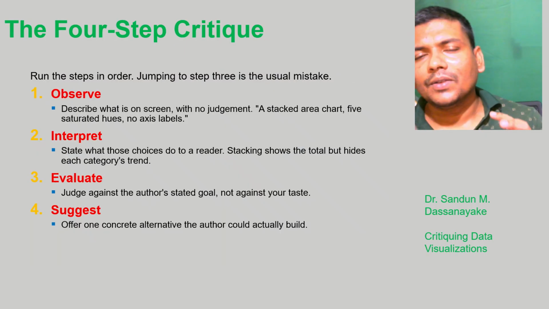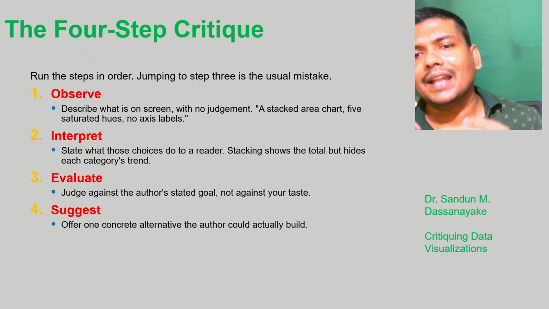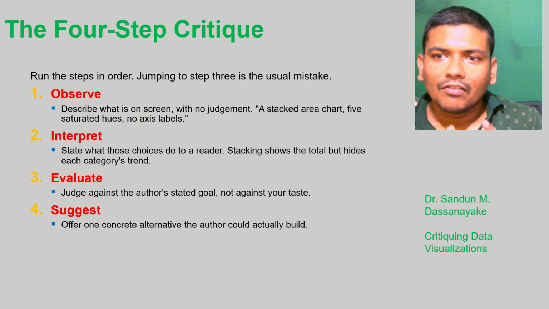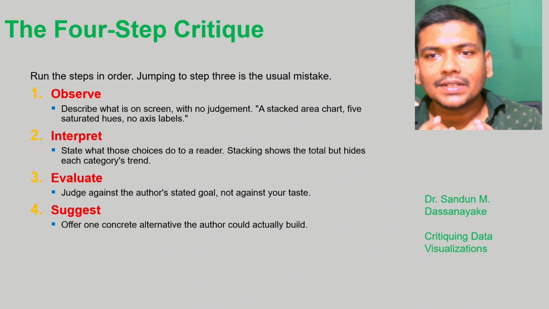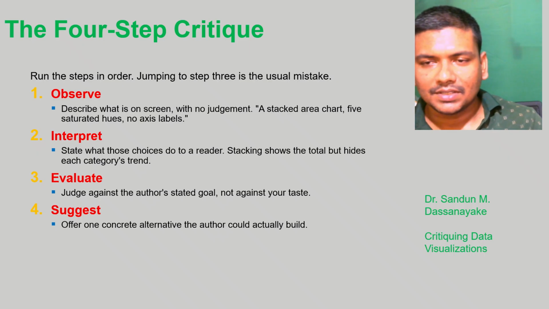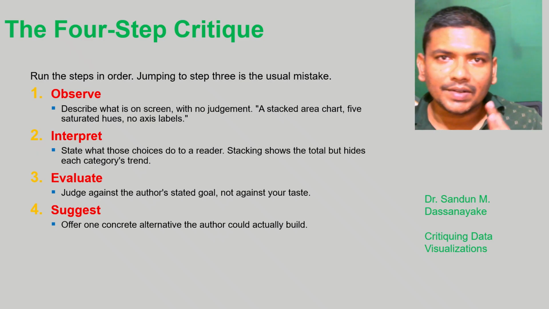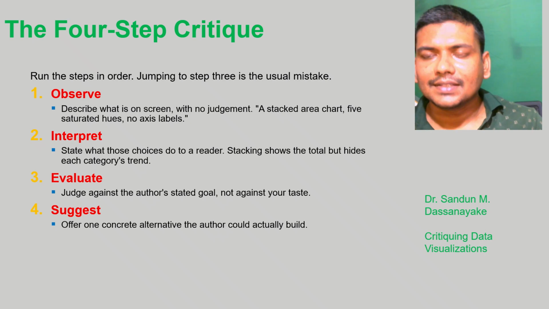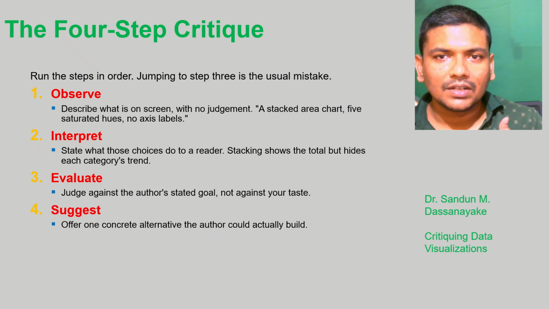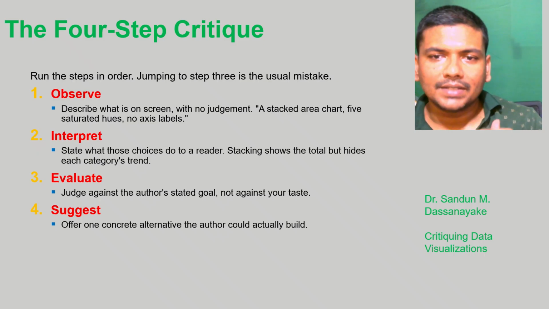Now, the protocol that holds the frameworks together. It comes out of art criticism and it works because it separates four things we normally do simultaneously and badly. Observe is pure description. Interpret is mechanism, what those choices do to a reader. Evaluate is where judgment finally enters, and notice it is measured against the author's goal, not yours. Suggest closes the loop with something buildable.